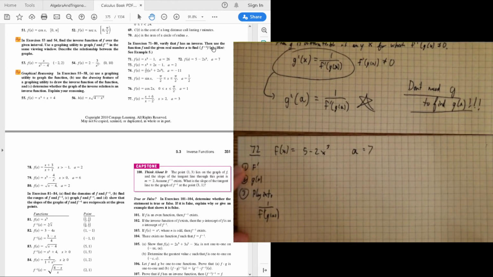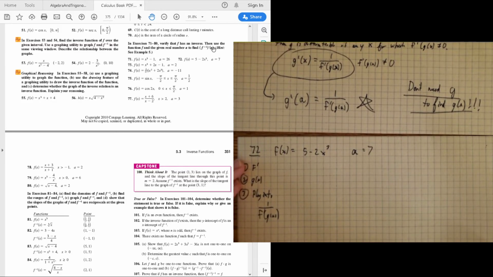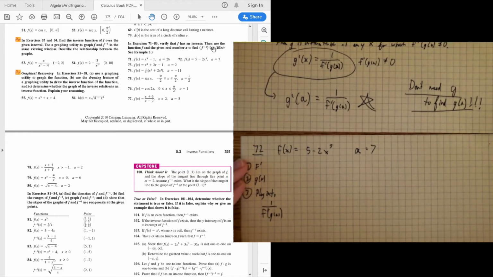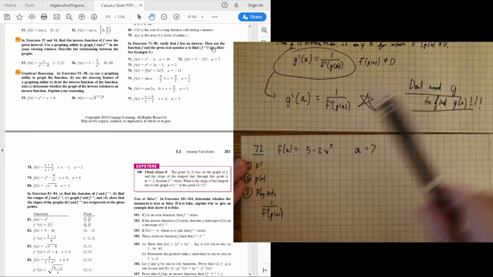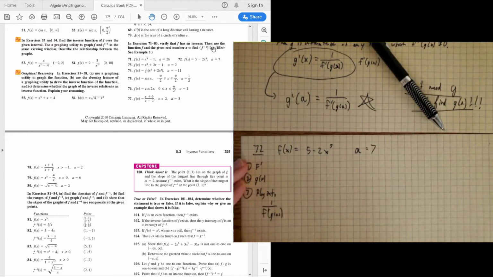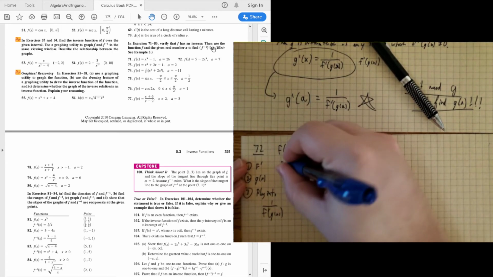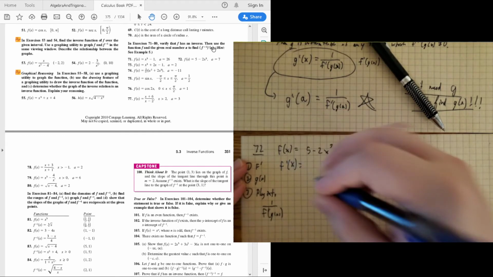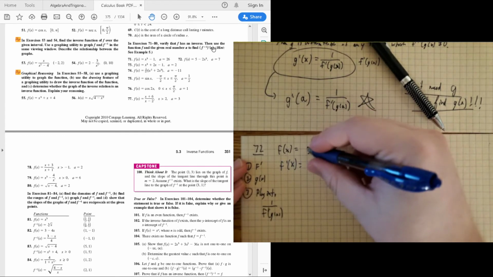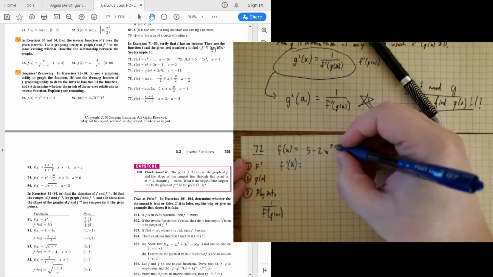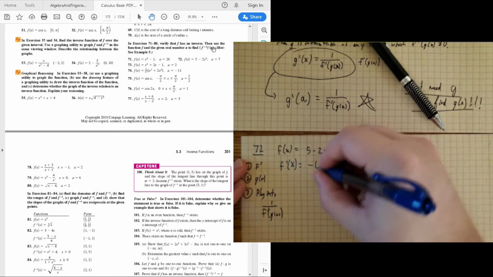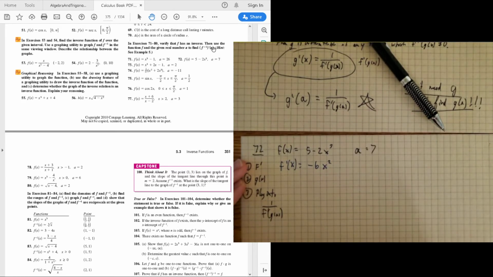I'm going to find f prime first. I'm going to find g of a second. And I'm going to plug in. Now these first two can be done in any order. I kind of like it this way because I'm really good at derivatives. But these can really be done in any order. So let's do it one piece at a time. All right, f prime. So if there's f of x, I need to find f prime of x. So I take a derivative. The 5 becomes a 0. The power of 3 moves down and becomes negative 6x squared.